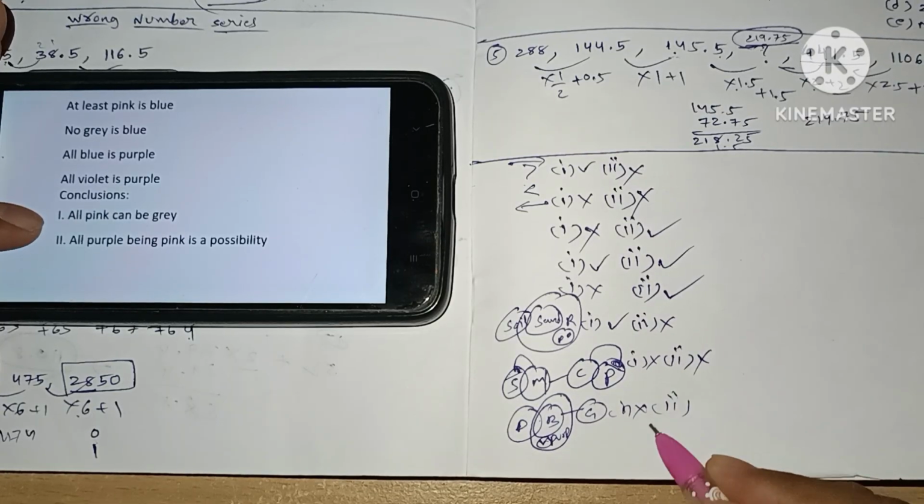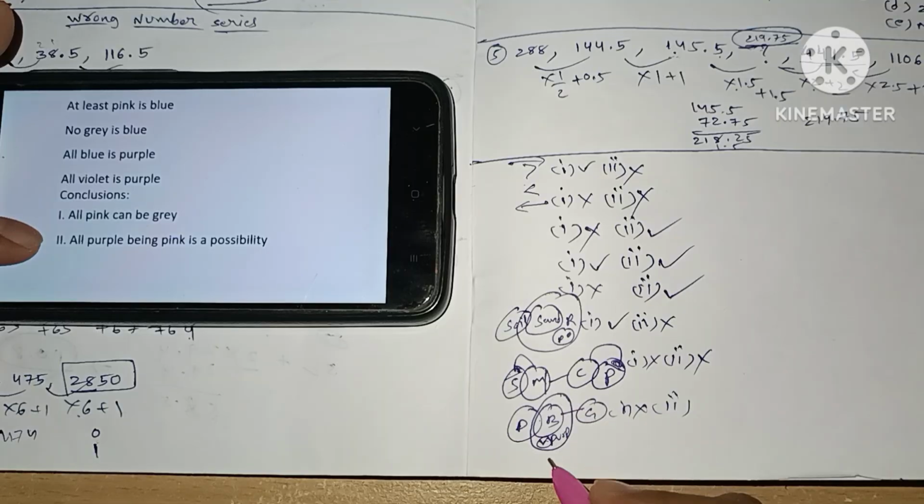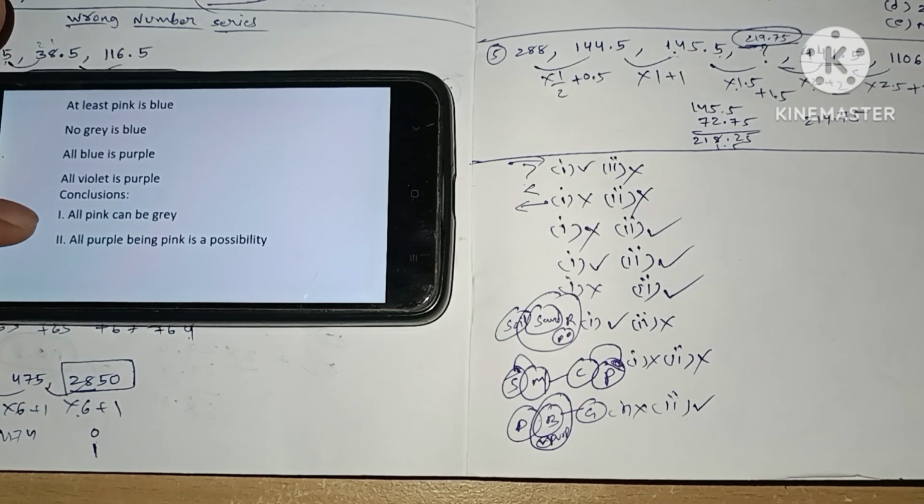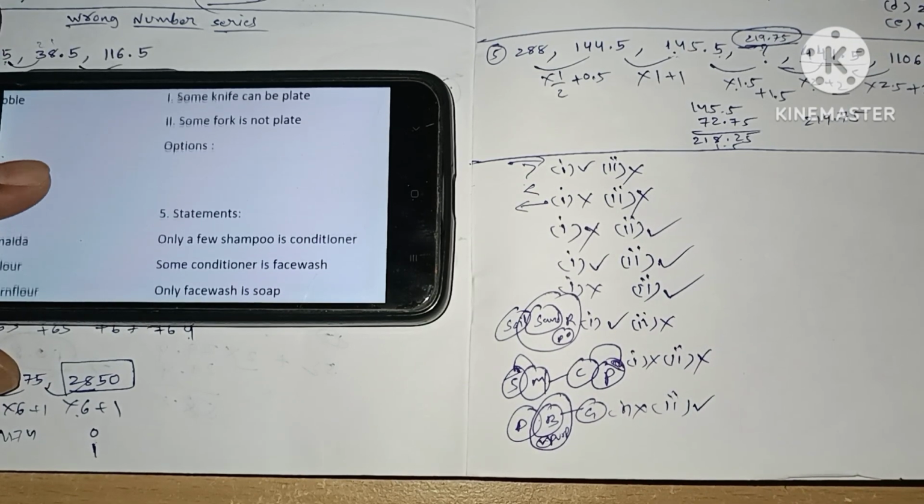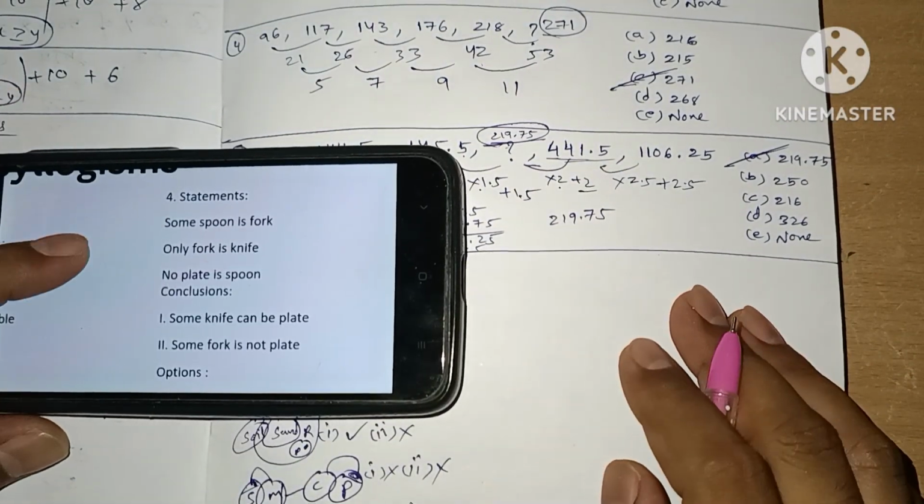Second conclusion. All purple being pink is a possibility. All purple can be placed inside pink. Is it possible? Yes, it is possible. So second conclusion is true. Next, fourth question.